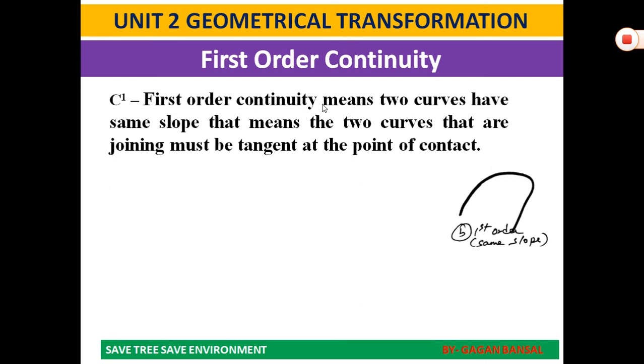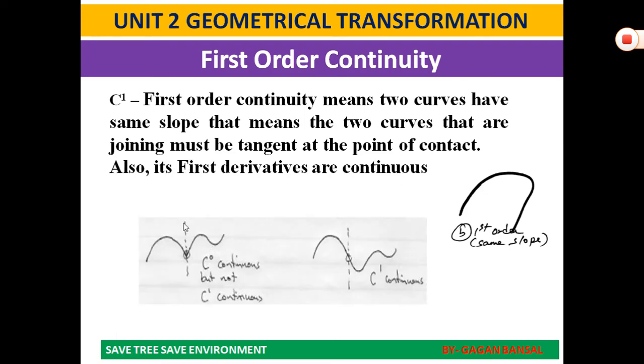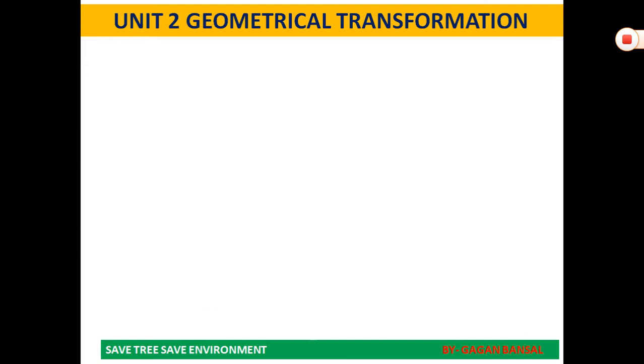So in first order continuity, it means that two curves have the same slope at the point of joint. What does it mean? That its first derivatives are continuous. As we can see here, two curves are just meeting. That means it has C0 continuity, but not C1. But when their slope is also the same, it is known as C1, that is first order continuity.